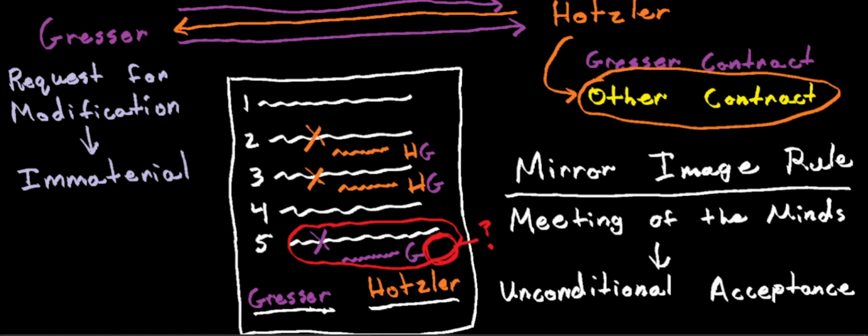The Court of Appeals doesn't buy Gresser's argument. And the Court of Appeals basically holds that by crossing out this paragraph, writing a new one, initialing it, that indicated that this was a material provision of the contract. Gresser was not merely requesting a modification of a contract that he unconditionally accepted, and Hotzler had no reason to believe that Gresser had accepted the contract at this point, since he had made a change to one of the provisions.